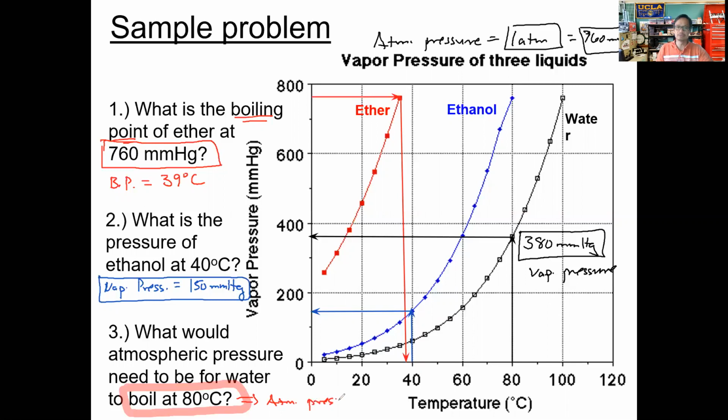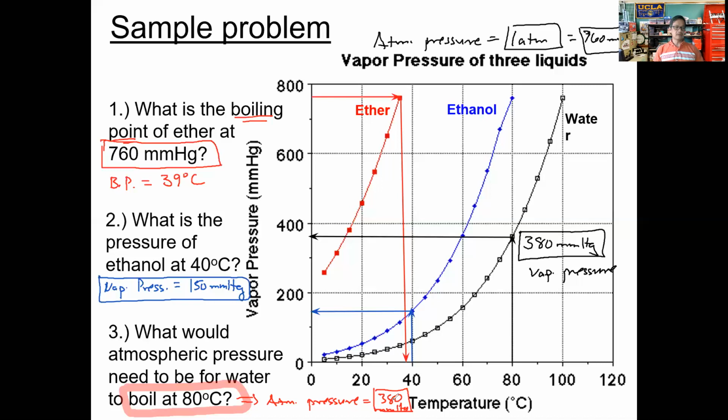be equal to 380 millimeters of mercury. Because remember, we define boiling as the temperature at which the atmospheric pressure equals the vapor pressure. So we can't change the vapor pressure. Obviously, we can at 80 degrees Celsius. That's the vapor pressure that that water is going to exert. If we want that water to boil at that temperature, then we just reduce the atmospheric pressure.